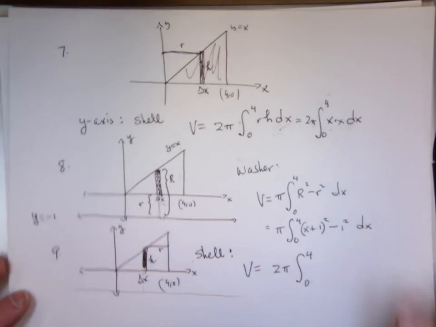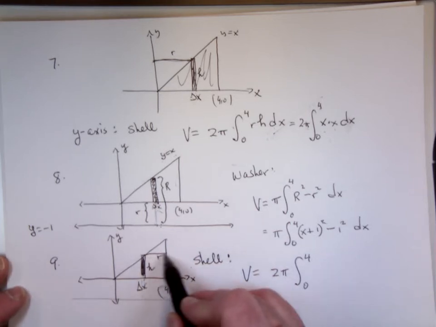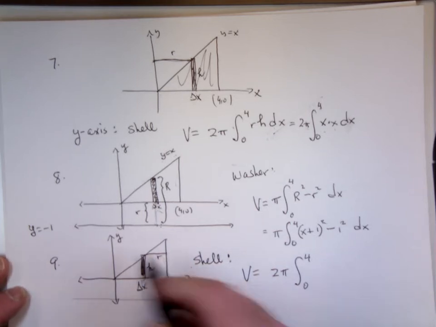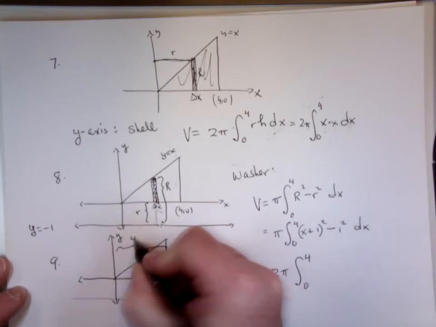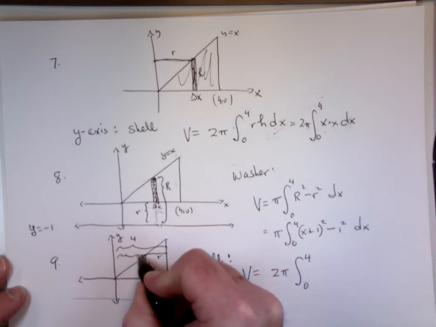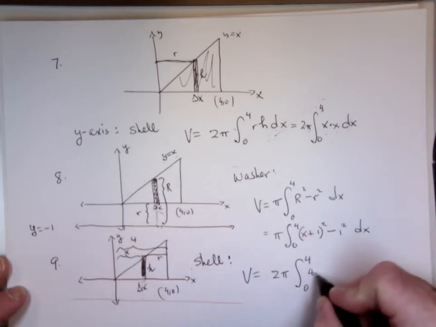What is R going to be? Now, this is where it gets tricky. This R is equal to what? 4 minus x. That's exactly what it is. It's 4 minus the distance from the y-axis, which is x. So it's 4 minus x. Yeah, that's what I'm talking about.